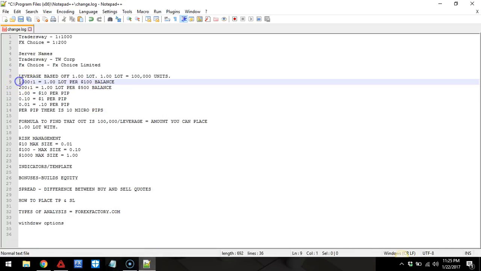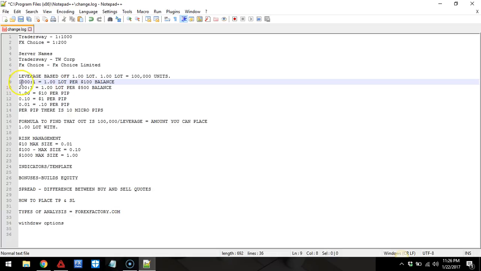Now, go back to leverage. For these brokers that I offered you guys, you get 1,000 to 1 and 200 to 1. Alright, for 1,000 to 1 leverage, for 1 lot, you can place 1 lot per, I think it's a little bit over $100 in your balance. If you have $100 in your account, you could place 1 lot. I do not recommend this at all. That's just saying what this leverage is allowing you to do.